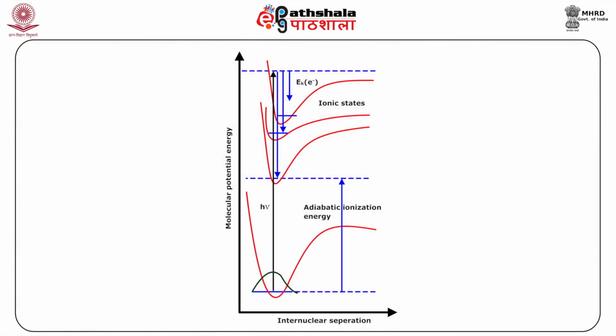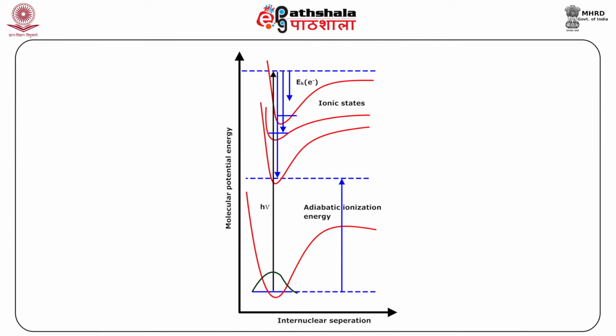The 0-0 transition from the ground state molecule to the ion does not involve any vibrational energy change and is called the adiabatic ionization energy. It refers to the least energy required to ionize the molecule without adding any vibrational energy. This is obviously the lowest energy transition, and this we have shown in the figure, which gives you the principle of photoelectron spectroscopy.